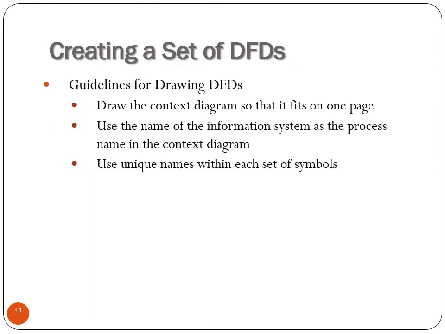Before designing the DFD, let's review the guidelines for drawing it. First, draw the context diagram so that it fits on one page. Second, use the name of the information system as the process name in the context diagram. Third, use unique names within each set of symbols. This is important to ensure we deal with the same symbol. For example, in your DFD of a grading system, have one entity named student. Whenever you see the entity student on any other DFD in the grading system, you know that you are dealing with the same entity.